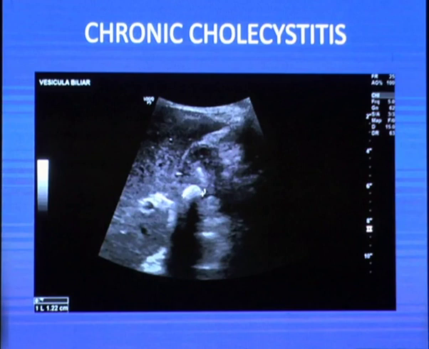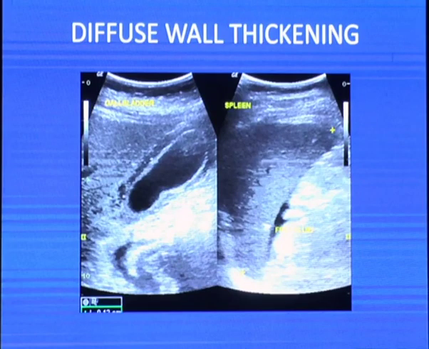Chronic cholecystitis, as all of you know, is due to complication of recurrent acute cholecystitis. In 95% cases, it is due to stone. Here we can see a stone within the gallbladder. Gallbladder is contracted with diffuse wall thickening. This patient has history of recurrent acute cholecystitis and also biliary colic.